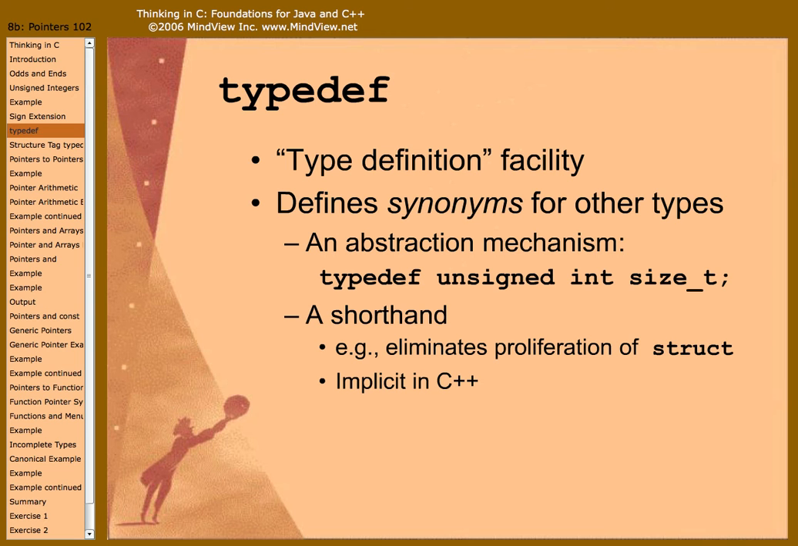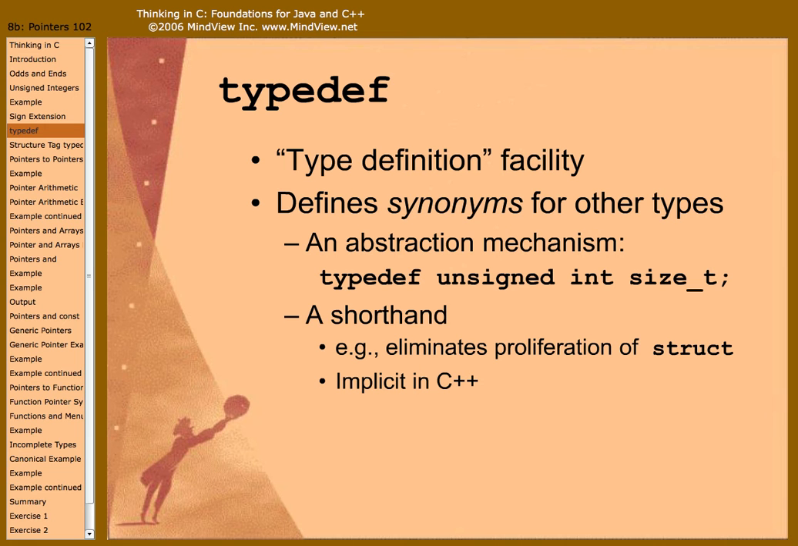Not only do we use it as an abstraction mechanism like this, but sometimes it comes in handy as a shorthand. In other words, you can have a type declaration which is kind of long. It has a lot of words in it, and maybe it is just too much to type. And if it's complicated and you're tired of typing it all the time, then what you can do is give it a new name and make it short. And that new name becomes a synonym for the complicated type declaration.